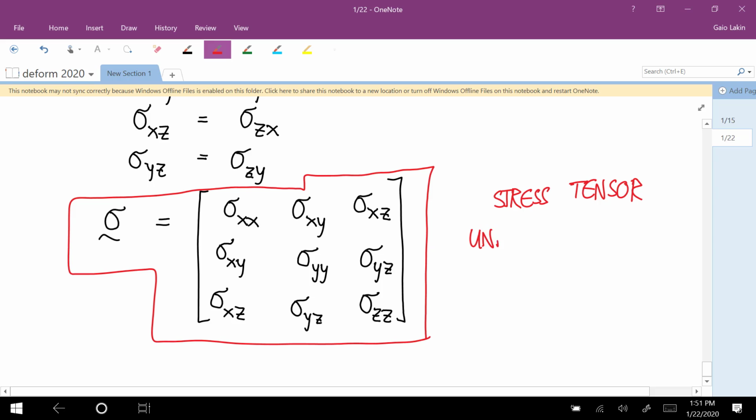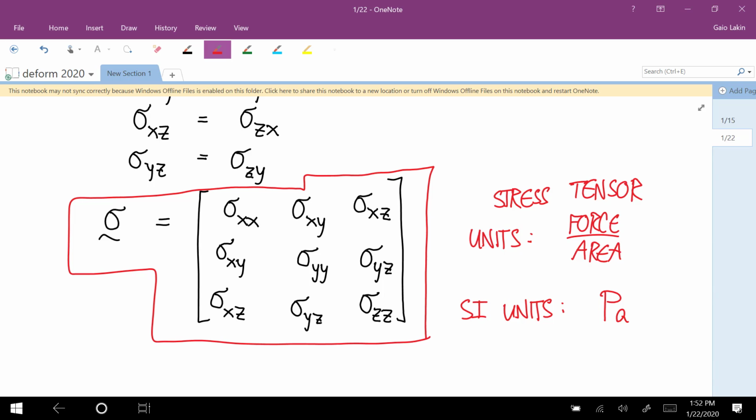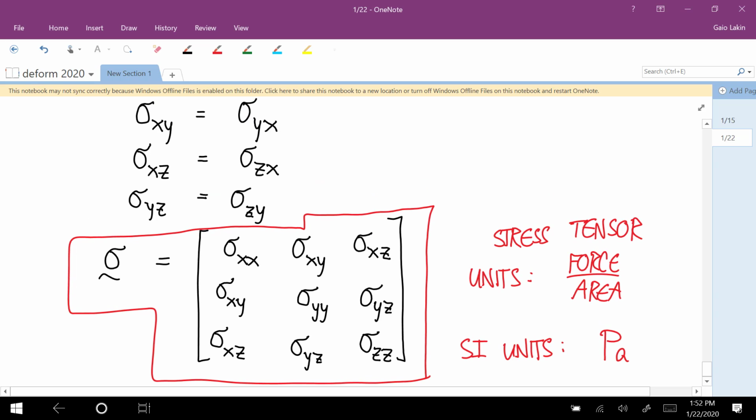It has units of force per area. And so the SI units are newtons per meter squared, which is pascals. It's units of pressure. And we'll spend some time talking about what those different values mean. For example, the values along the main diagonal are going to be something important that means something different than the values off the diagonal. But we'll get into that next time. Any questions?